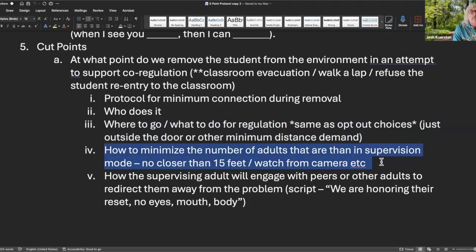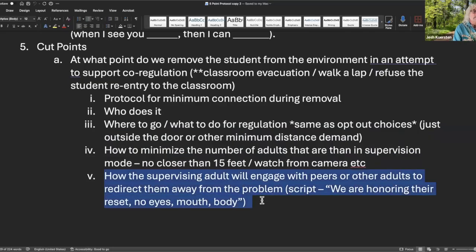Again, how do we minimize the number of adults? So one of my things is no more than one adult and no closer than 15 feet. Best case scenario is people are watching through windows or watching on cameras, and that kid has no idea that the eyes are on them if they're outside of the classroom, if they're wandering campus.